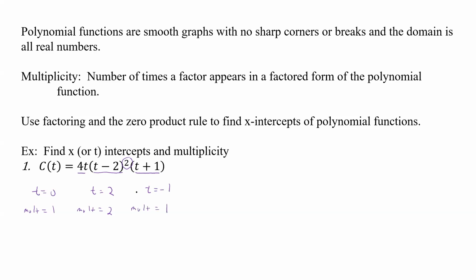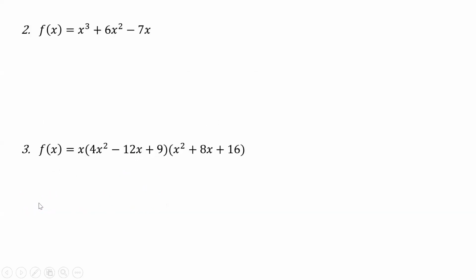This is again factored form, so we don't really have to do too much. Not always are they going to give it to you in factored form. Sometimes you're actually going to have to factor it. But when we do have it in factored form, we get our zeros or x-intercepts really easily, and we can also get our multiplicity really easily.